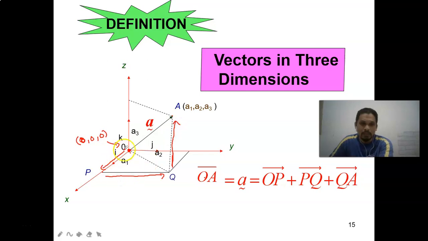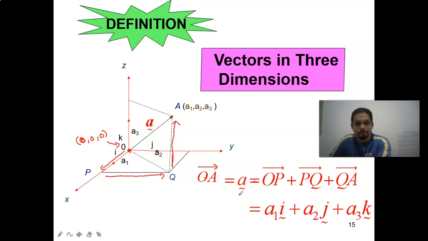Even though it took such a long distance to reach this point A, in vectors we need to consider two things: the magnitude and direction. So even though we take three different routes from O to P, P to Q, and Q to A, because we reach the same point of destination, we simplify this as equal to the vector OA.